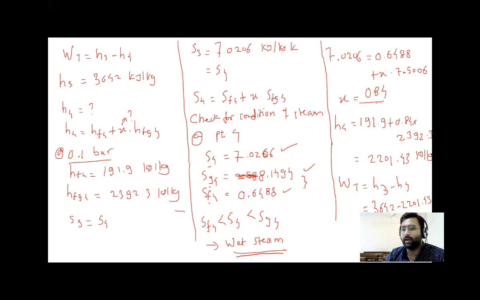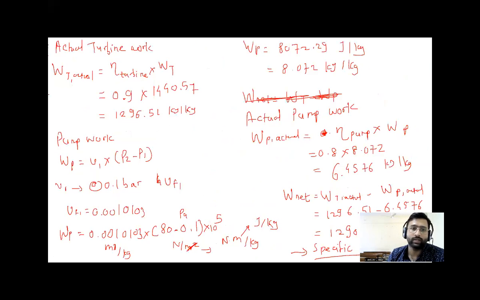Then we calculate the dryness factor, then we calculate the H4 value, then we calculate the turbine work. Calculate the actual turbine work by multiplying by efficiency. Similarly, we calculate the pump work, actual pump work, and then W net. This is also called as specific work.